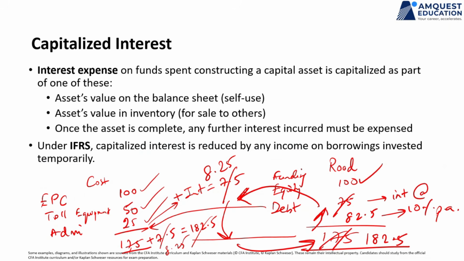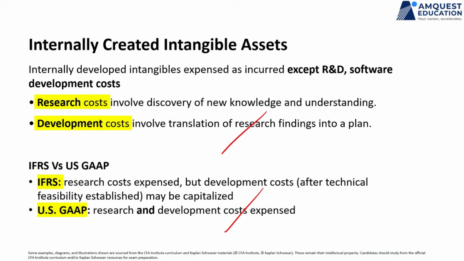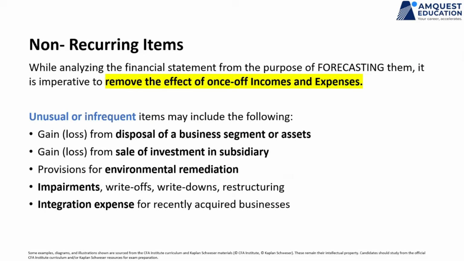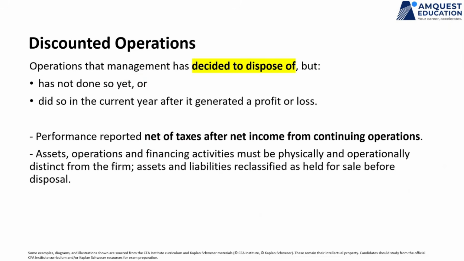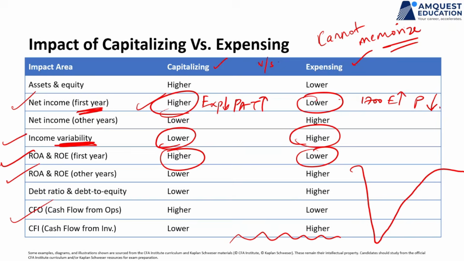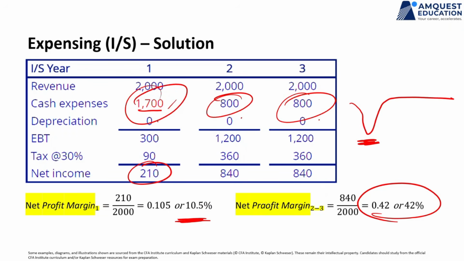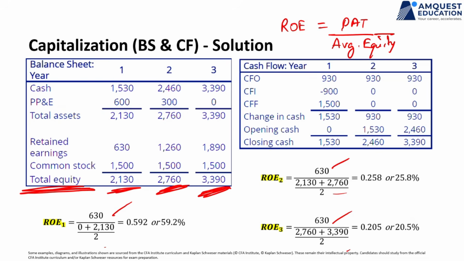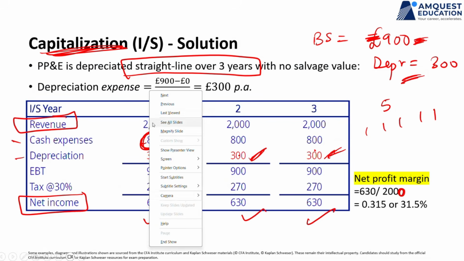So, there was an example that you went through for capitalized versus expensing. I think there was like a table. Yes, here is the table. Is it okay if you could quickly go through this example again? I can once again, definitely. So let me just clear out the slide.